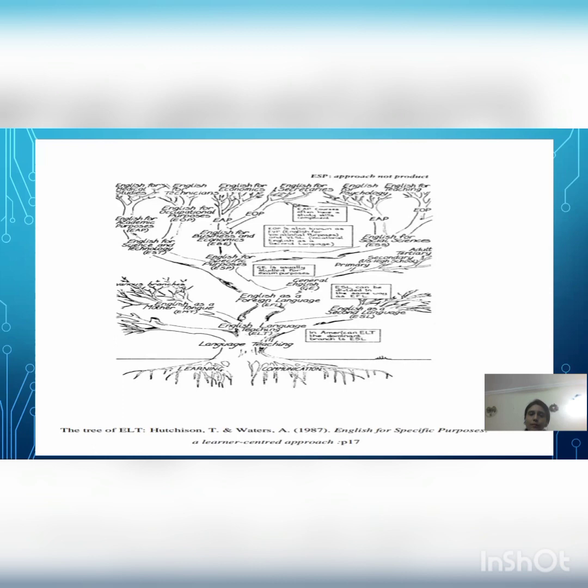Then different branches come in, depending on whether you are learning English for economics, for trade, the language of a technician, or medical sciences. So these are the further divisions. You can look at this tree and you will understand how ELT has been divided into certain branches.